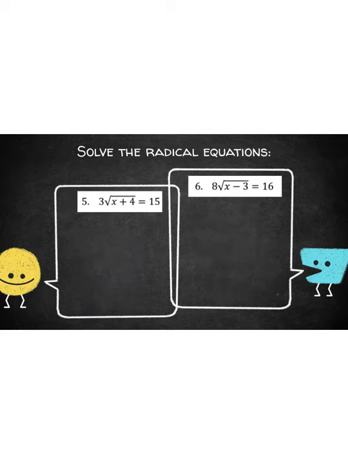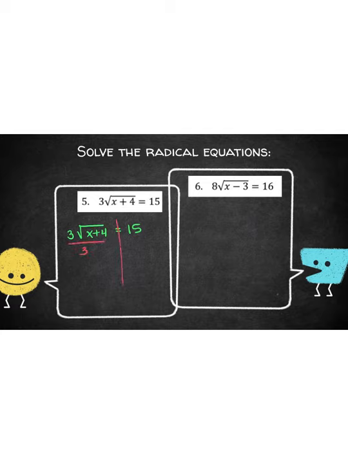Okay, if we move on, we have number 5. Under the radical, 3 times the radical of x plus 4 equals 15. The first thing we want to do is get rid of that 3. Right now it says 3 times. Well, the opposite of multiplying by 3 would be dividing by 3. So I'm going to go ahead and rewrite that. So I have 3, and then I have my radical, x plus 4, and then I'm going to say equals 15. To get rid of that 3, the opposite of multiplying by 3 is dividing by 3. So I'm going to go ahead and divide this side by 3.